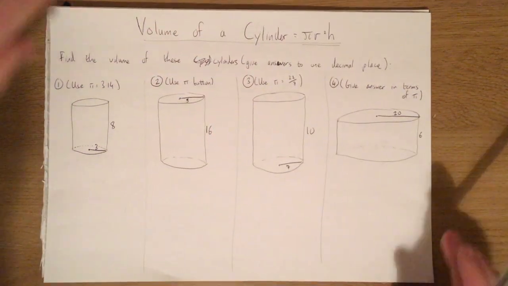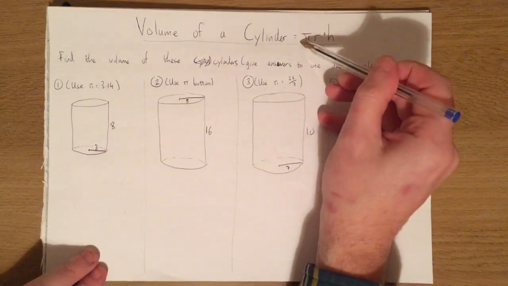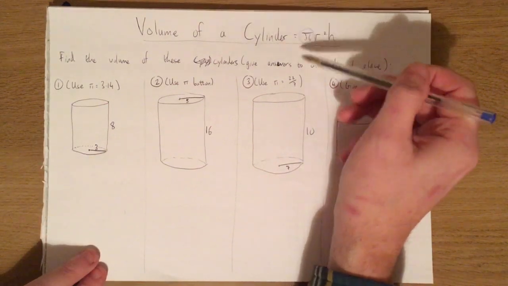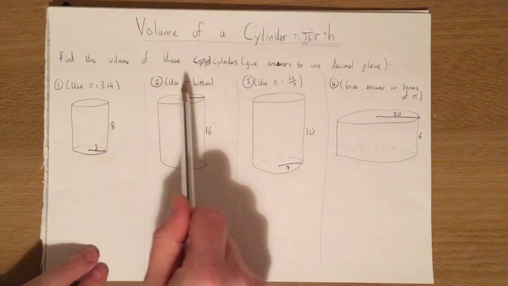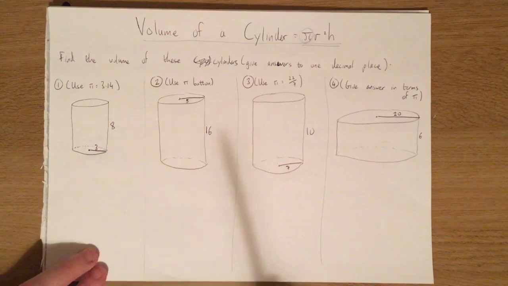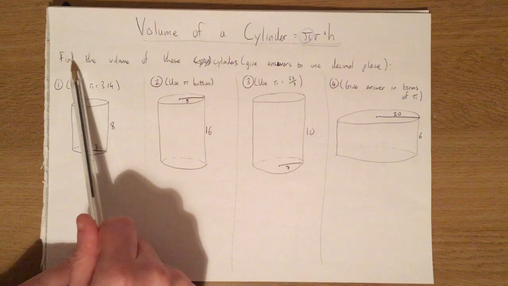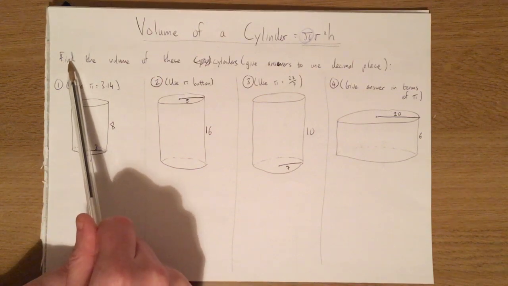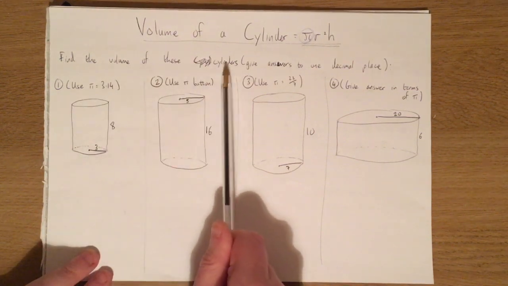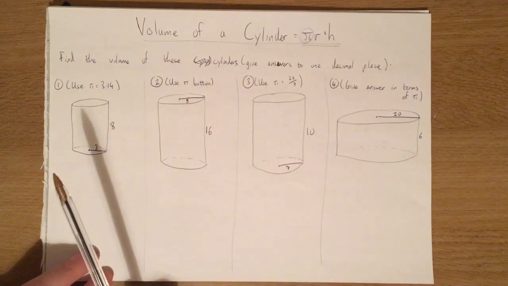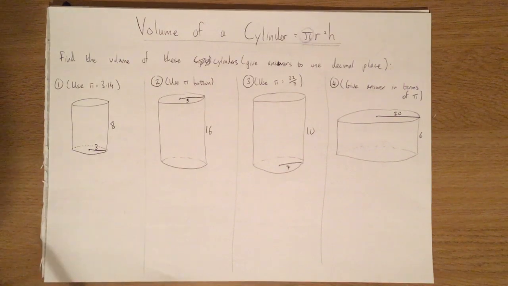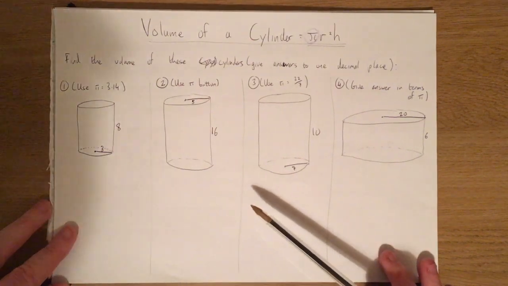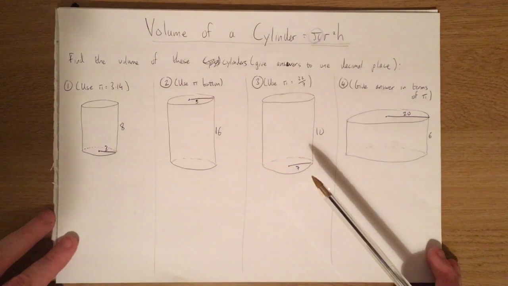Just like when we're doing the circle, there's a few different values we can be asked to sub in for pi. So I've got 4 examples here, and I will use each possible thing that I might have to sub in for pi. The question here says up the top, find the volume of these cylinders, give answers to 1 decimal place. So if I have to round off, it tells me to round off to 1 decimal place. An exam question should always tell you how many decimal places it wants you to round off to.